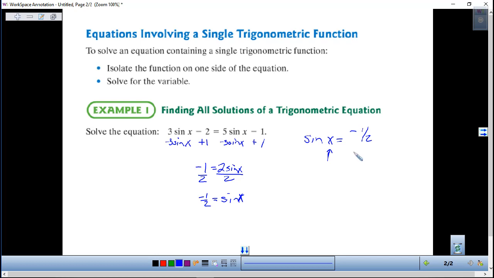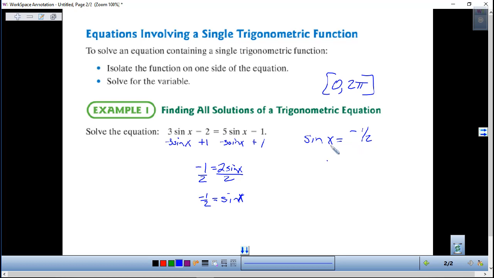Now when you do that, you've got to understand there are lots of values. But what we want to find, and we're going to limit ourselves for right now just because we need to have a limit, are all the values between 0 and 2 pi for which if I took the sine of that angle, it would give me -1/2.